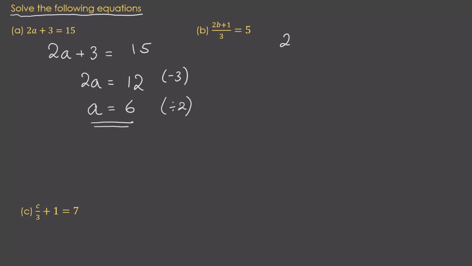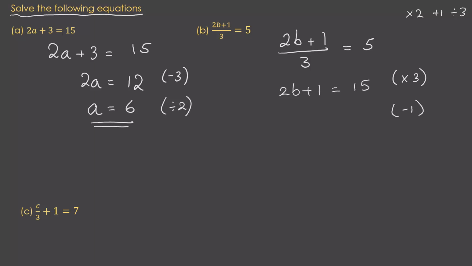Now if we start with 2b plus 1, divided by 3, equals 5, the b's been multiplied by 2, had 1 added, and then it's been divided by 3. And we reverse that order. So the first thing I'm going to do is multiply both sides of the equation by 3. If I do that, the left-hand side just becomes 2b plus 1. The right-hand side becomes 15.